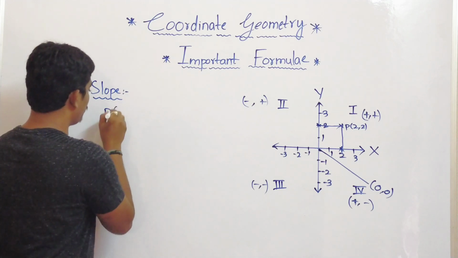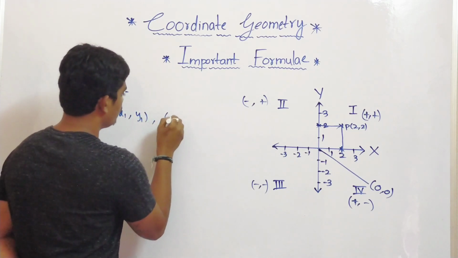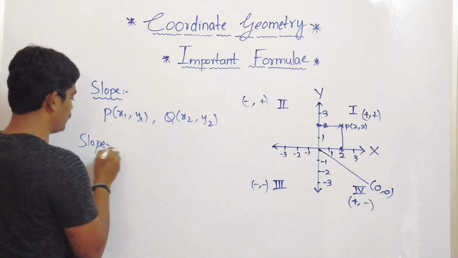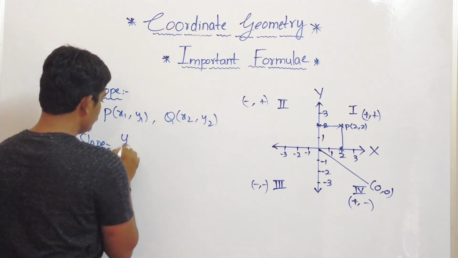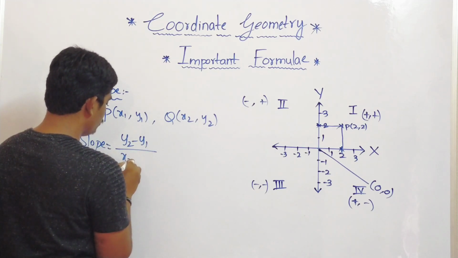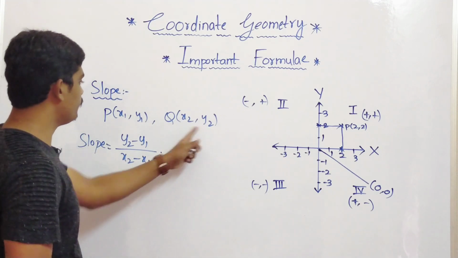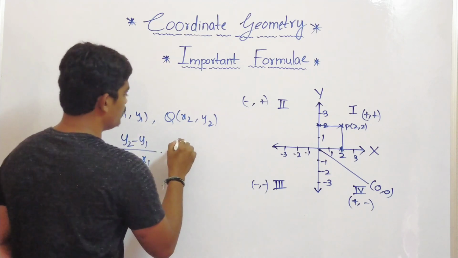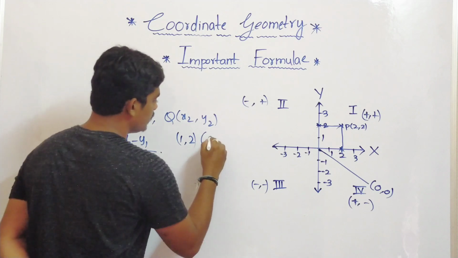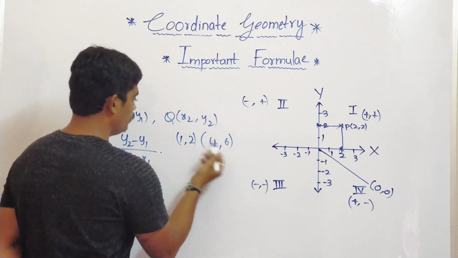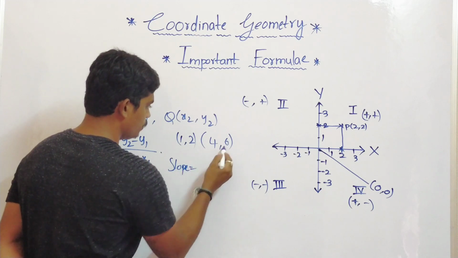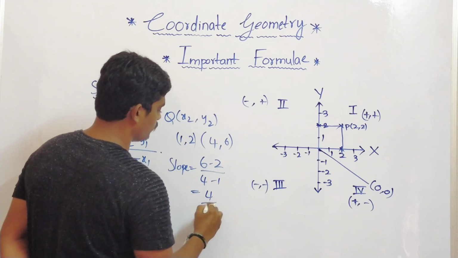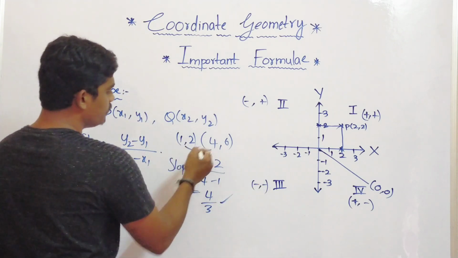Let us learn how to find slope. Let us consider we have 2 points P of x1, y1 and Q of x2, y2. To find the slope, we have a simple formula: y2 minus y1 by x2 minus x1. So the difference of y coordinates by difference of x coordinates, in respective manner. For example, we have (1, 2) and (4, 6). Slope is equal to y2 minus y1 by x2 minus x1, which is 6 minus 2 is 4, 4 minus 1 is 3. So 4 by 3 is the slope of these 2 points.